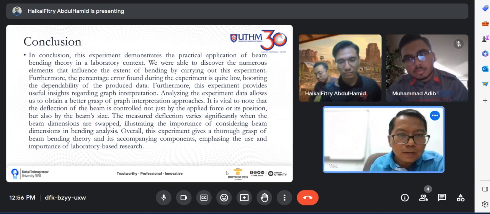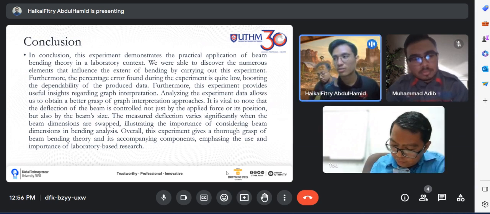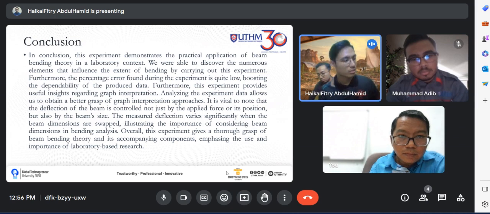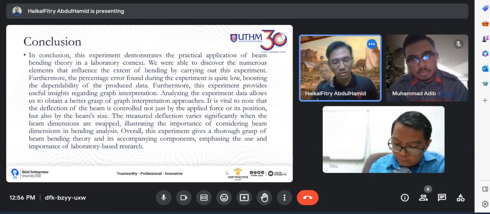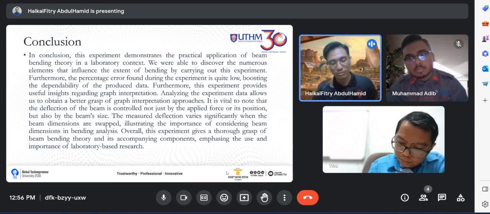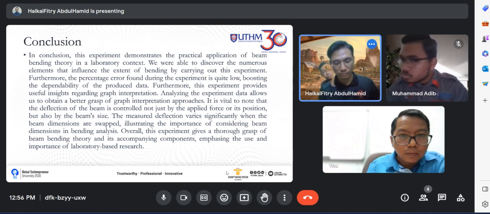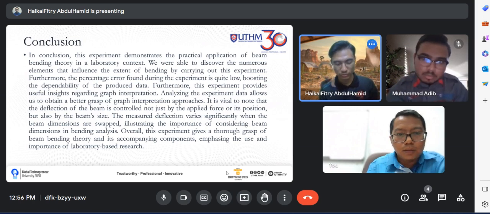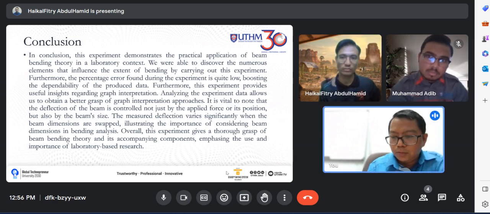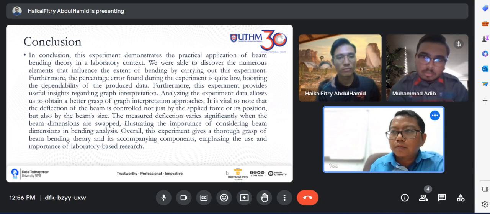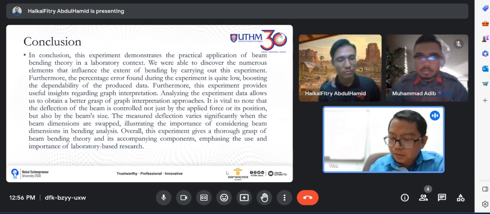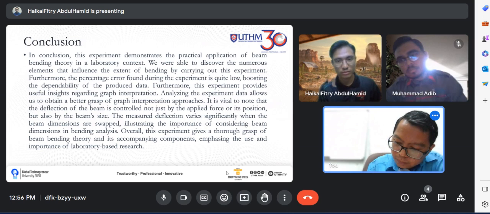Okay. Anything else? Yes. For the bending of beam, we can use different materials in the experiment, so we can know the bending for other materials. Oh, okay. Additional samples? Yeah, additional samples.